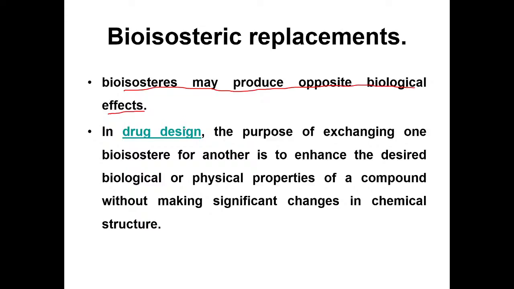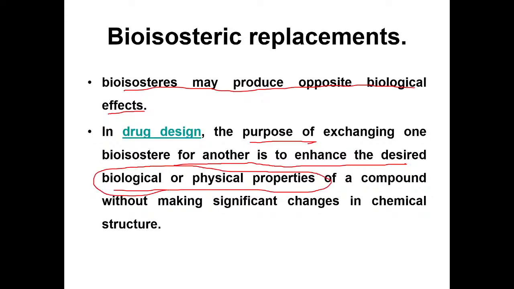So that is why we need to be very, very careful while designing, while carrying out bioisosteric replacement. In drug design, the purpose of exchanging one bioisoster for another is to enhance the desired biological or physicochemical properties. Okay, so either the drug's pharmacological activity should be enhanced or its pharmacokinetics should be enhanced or the toxicity should be decreased, mainly without making significant changes in the chemical structure. So here we are going to do very minimal changes.